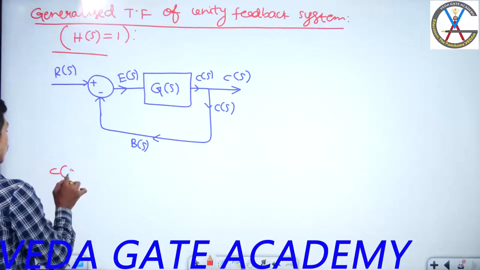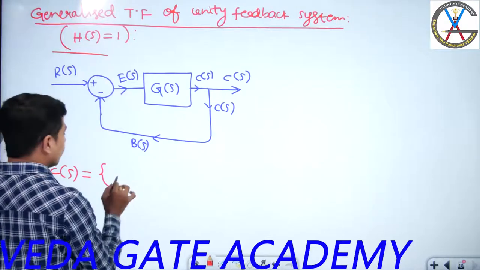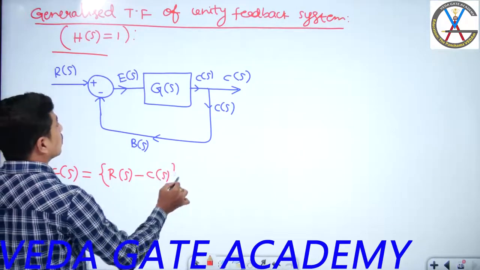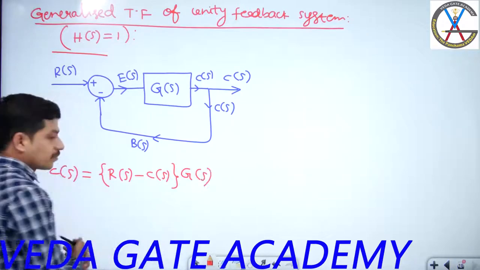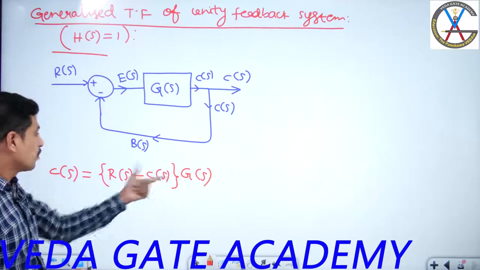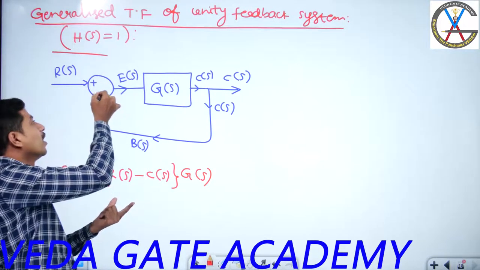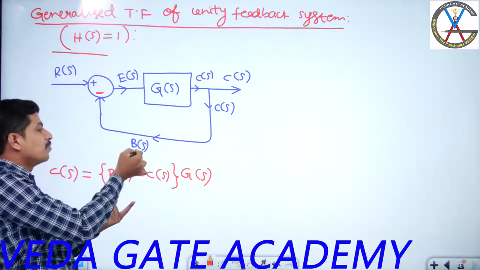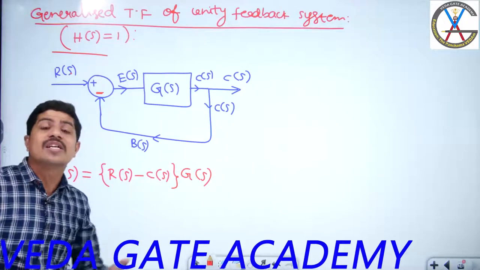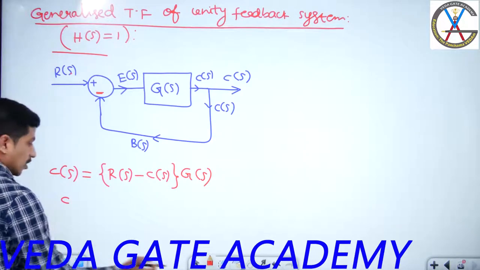I want C of s. C of s is equal to G of s into E of s. What is E of s? R of s minus B of s, as I take a negative feedback. But what is B of s? C of s, because H of s is equal to 1. In general B of s is C of s into H of s. Now simplify this one, you are going to get a transfer function.